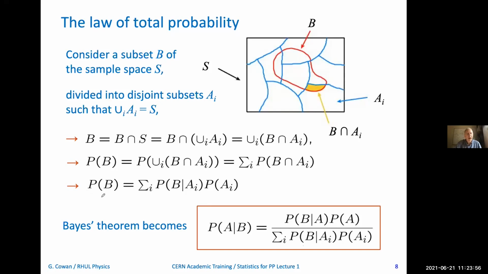And so having arrived at this expression for the probability of B, the condition that I impose, I substitute that into the denominator of Bayes' theorem, and that gives me the form of it, which is quite useful in many applications.